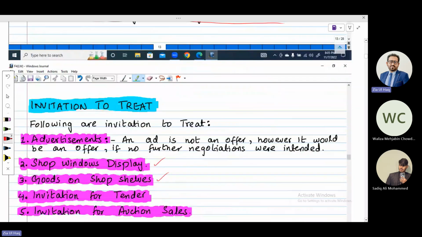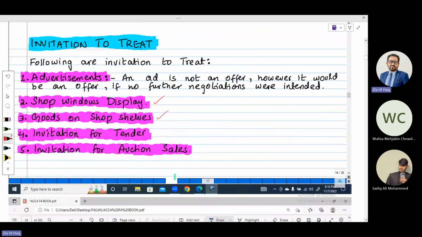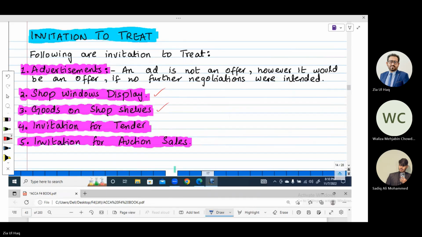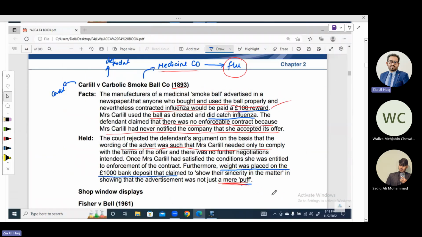Products on shop shelves, advertisements will be considered an invitation to treat rather than an offer. I mean, you being a customer, if you want to buy that, you need to make an offer. And then the shopkeeper will accept. Can you understand this?